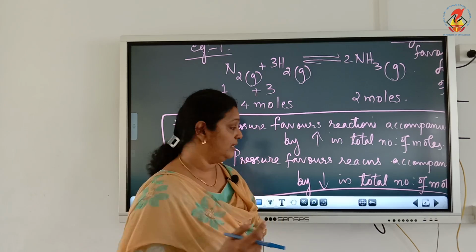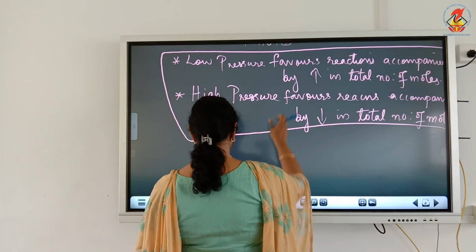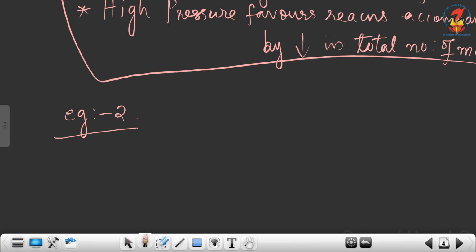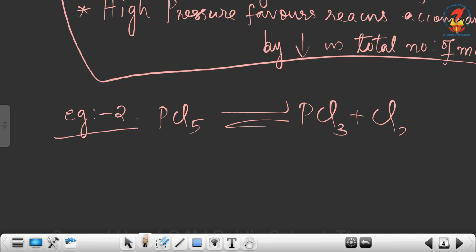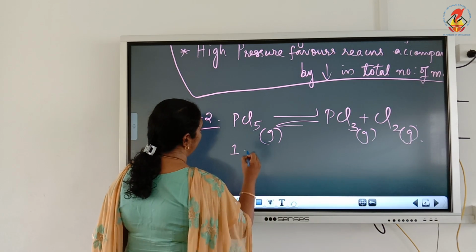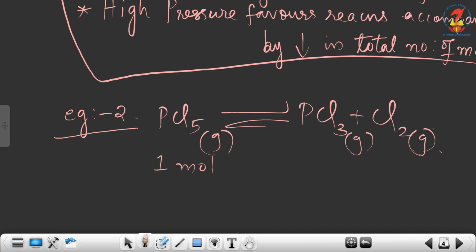Now I am going to give another example, example 2. PCl5 in equilibrium with PCl3 plus chlorine, all in gaseous state. Now in this case, first let's write the total number of moles. Here on the reactant side we have only 1 mole, and on the product side we have 1 plus 1, total 2 moles.